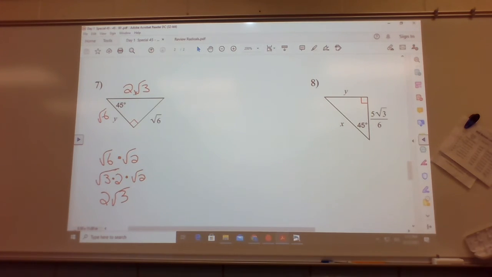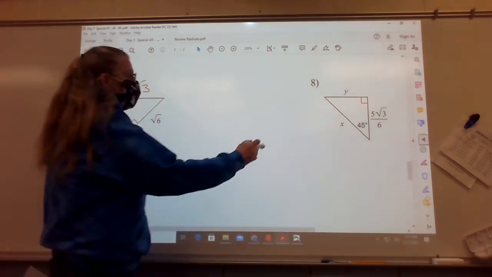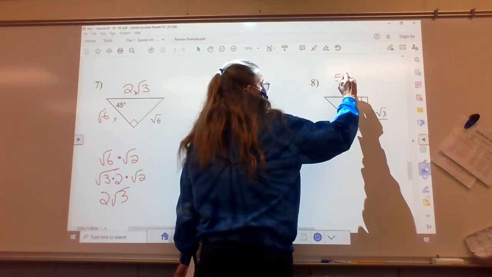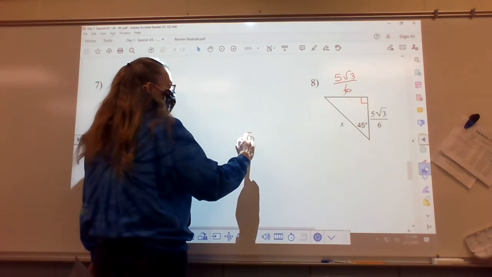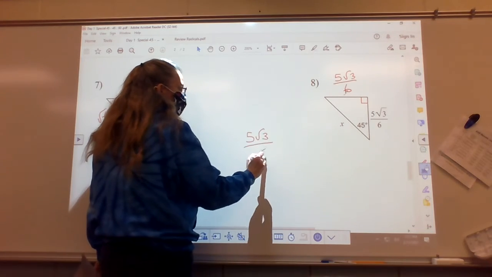Now 8. What did I give you on 8? A fraction. And the fraction's in what position? Leg. It's a leg. So the other leg's going to match. So let's make the other leg match. That's pretty easy. So now I'm going to go 5 radical 3 over 6.